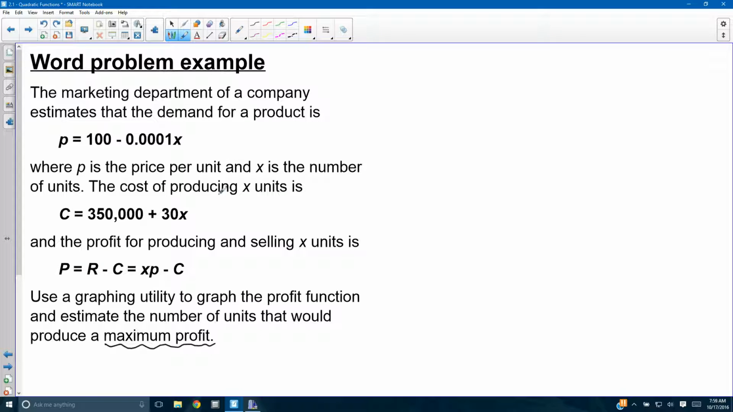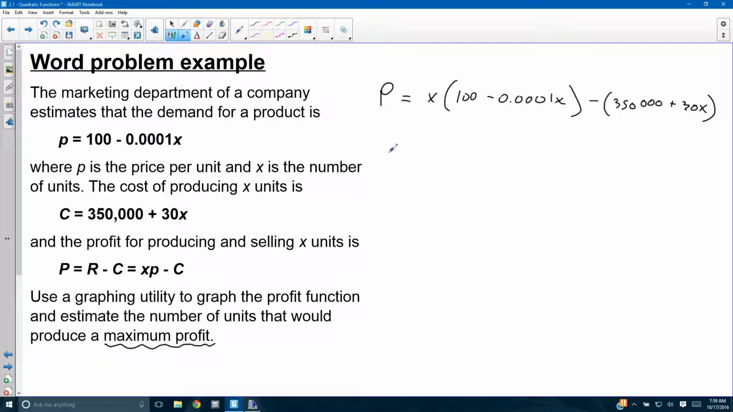If I do write something for profit here, it is revenue minus cost, which is XP minus C, because they're talking about selling X units. So your revenue is the price point you set for your product times the number of products that you sell. That's how much money you make. So that's going to be revenue. So this is X times P. A lot of zeros there. Minus C. So it's going to be this setup.